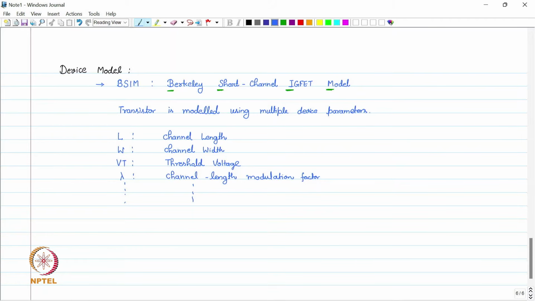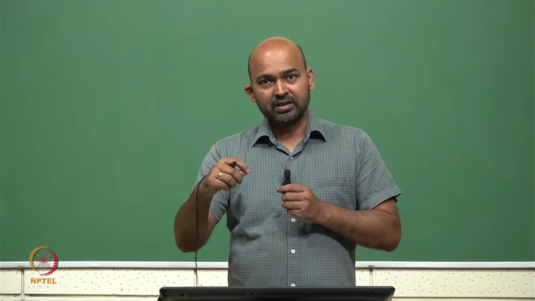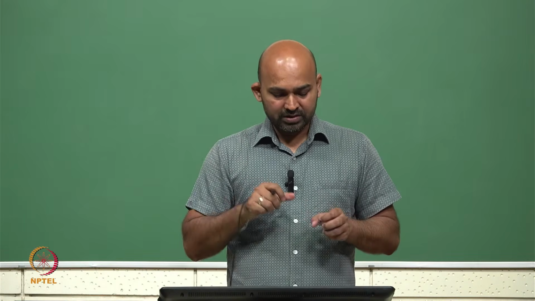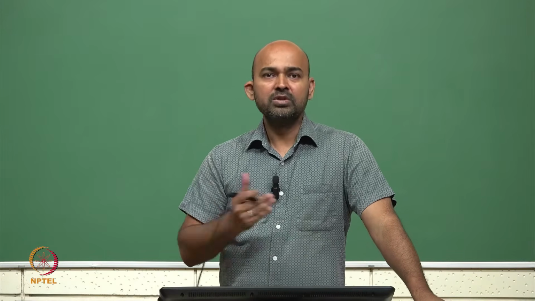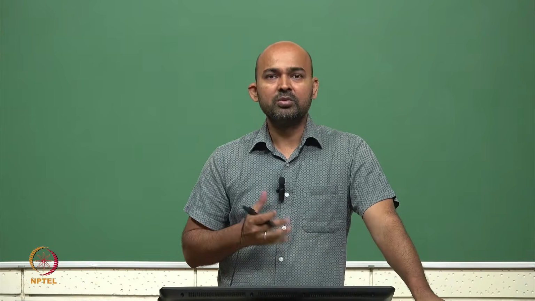These parameters are the physical parameters which are linked to the actual device structure which we are making on silicon. For example, L is the channel length. So how much channel length we have fabricated on silicon, that measured value we can put as the value of L. W, the channel width, how much we have fabricated on silicon, that is the value of W. VT is the threshold voltage which we generally measure using electrical measurements, and we take those measured values and put them as VT. Lambda is also measured electrically.